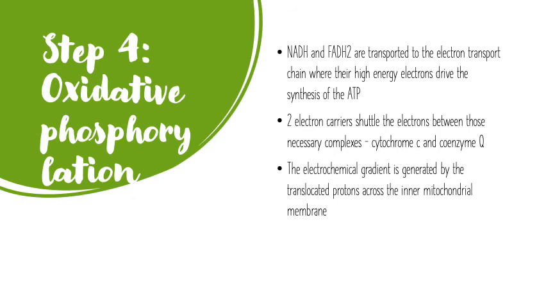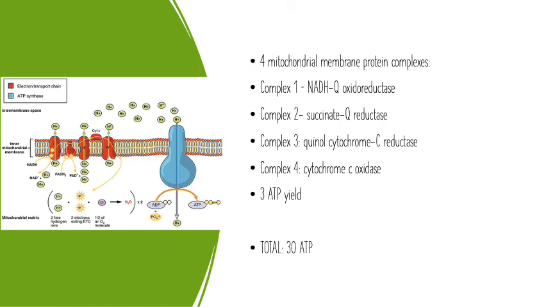The electrochemical gradient is going to be generated by those translocated protons, which are going to be located across the inner mitochondrial membrane. Alright, so lastly, also part of this, we have 4 mitochondrial membrane complexes, and these are important to keep in mind as part of that process. So you can see on the left there, it breaks it down as well.